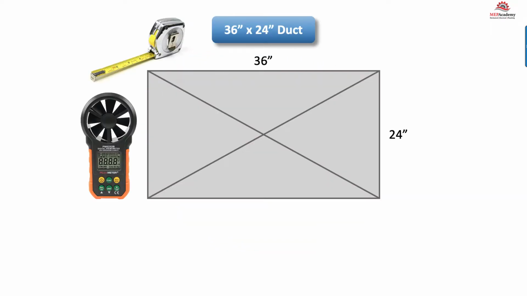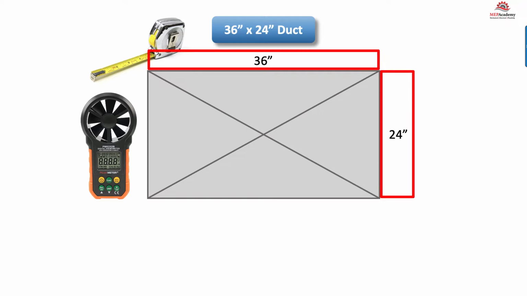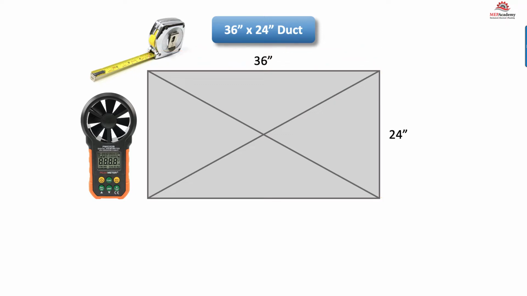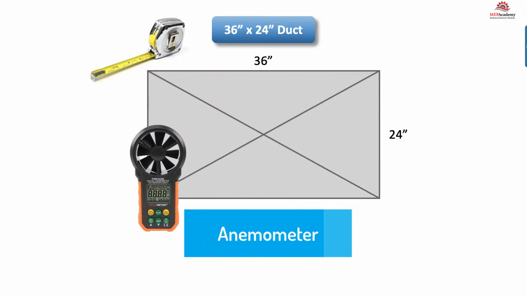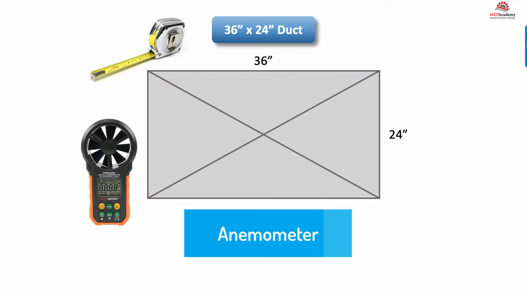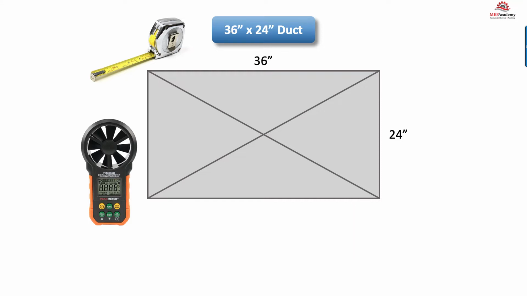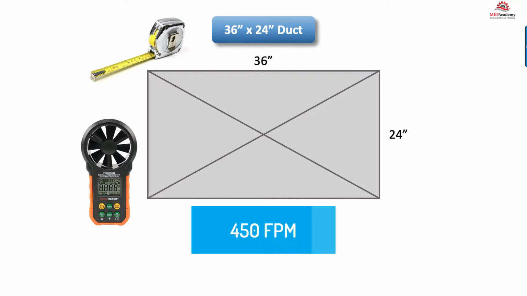For example, to determine how many CFM were flowing through a duct section, we can do the following. First, we would measure the width and height of the duct. Let's say it was 36 inches by 24 inches. Next, we could use some form of anemometer to get an average velocity reading across the duct section. Let's say the velocity reading is 450 feet per minute.